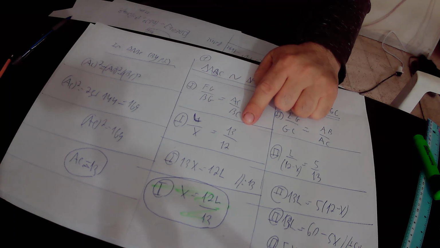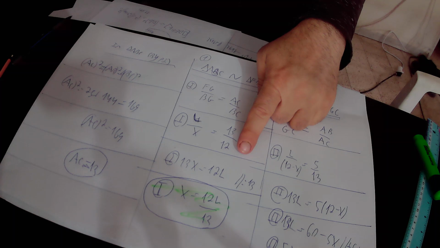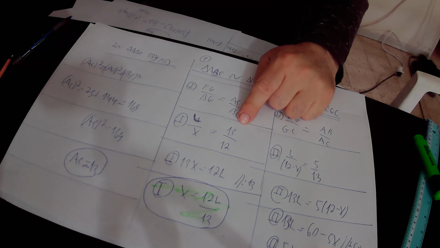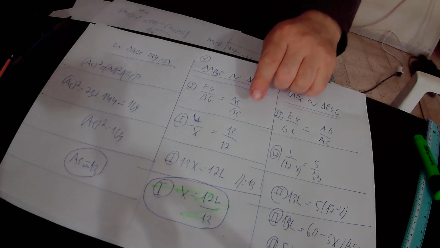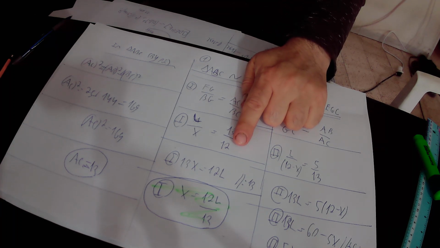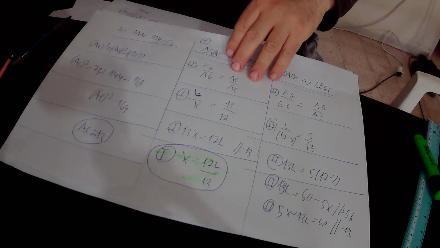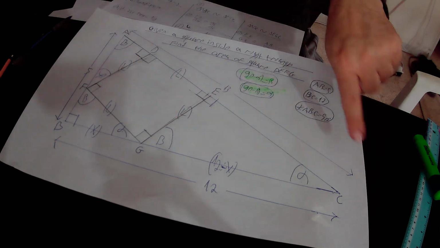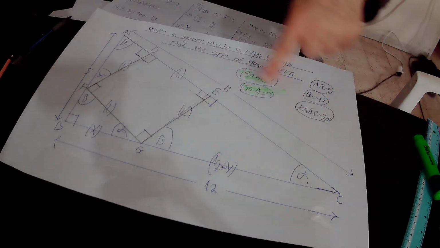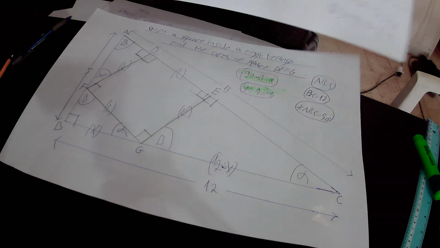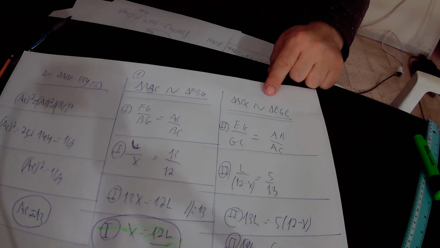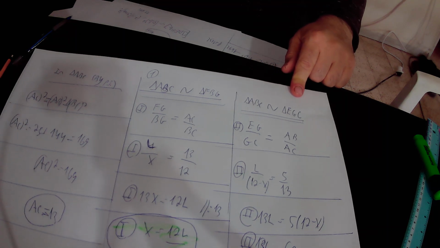Here we cross multiply equation 1 and find that 12L equals 13x. Here we divide equation 1 by 13, and finally find that x equals 12L over 13. Again, according to equation 1, x equals 12L over 13. Likewise, the big right triangle ABC is similar to the right triangle EGC.